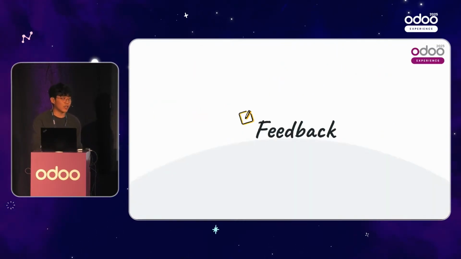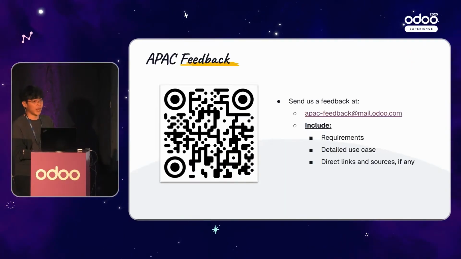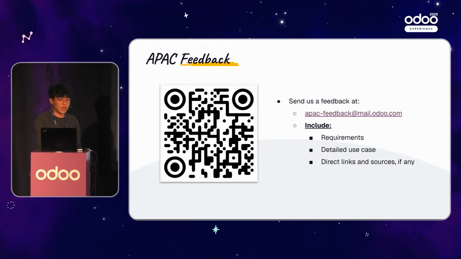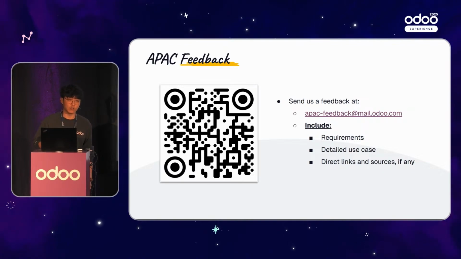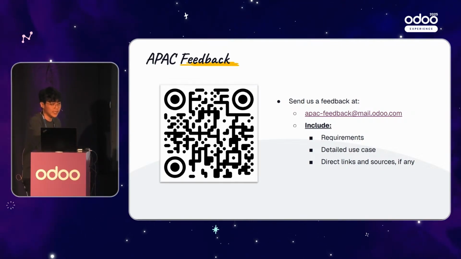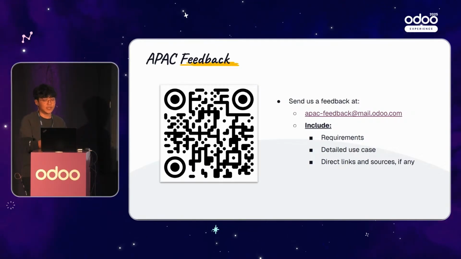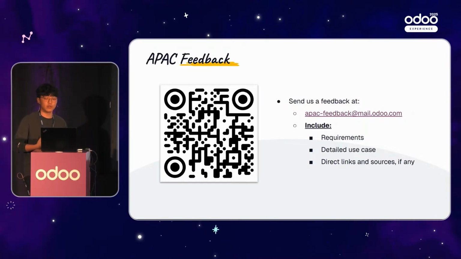And lastly, just to remind you, there is a feedback channel that you can use, not just for the Q&A. You can use this QR code, or you can send us a direct email with the requirements or the features that you would like to give feedback on. Make sure to include the requirements, detailed use case, direct links and sources. This is the direct channel to contact our localization team, and I will also be able to reply to you directly.